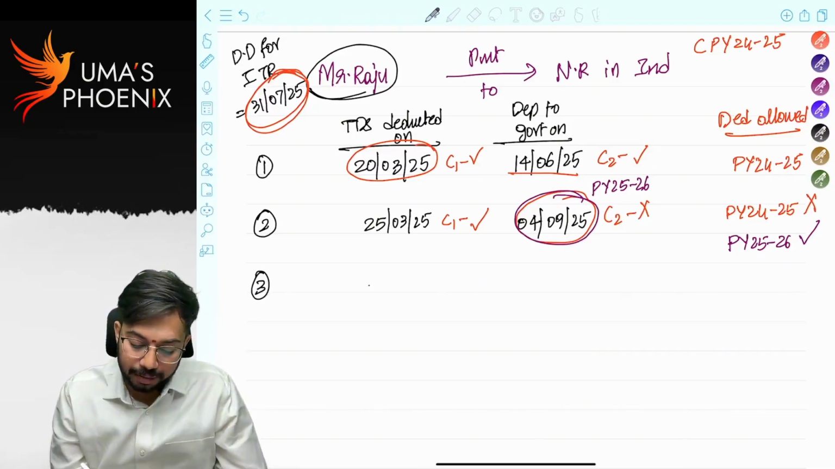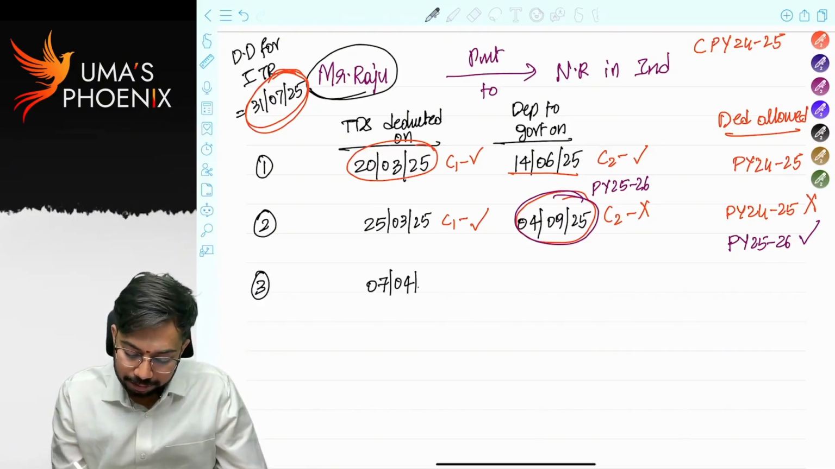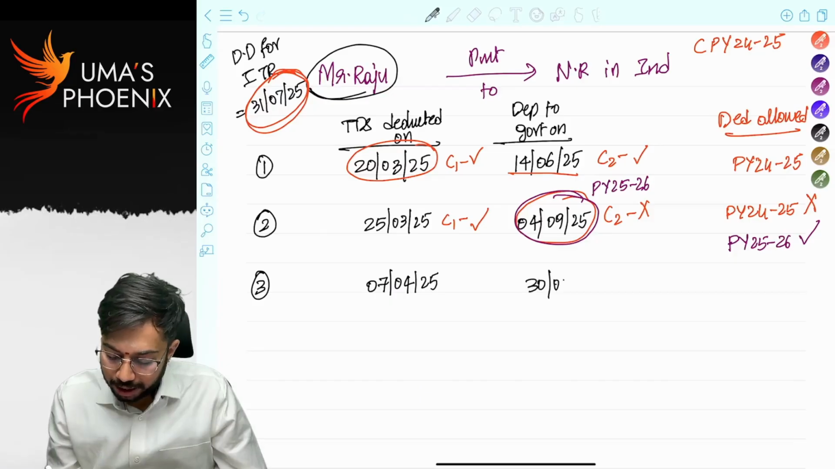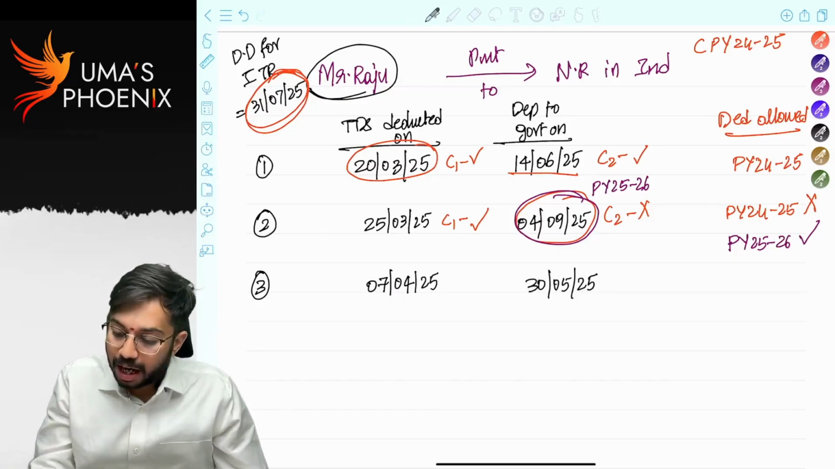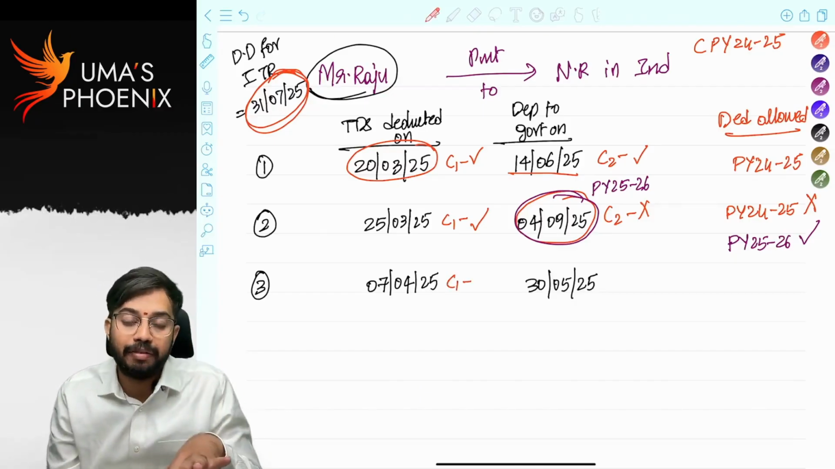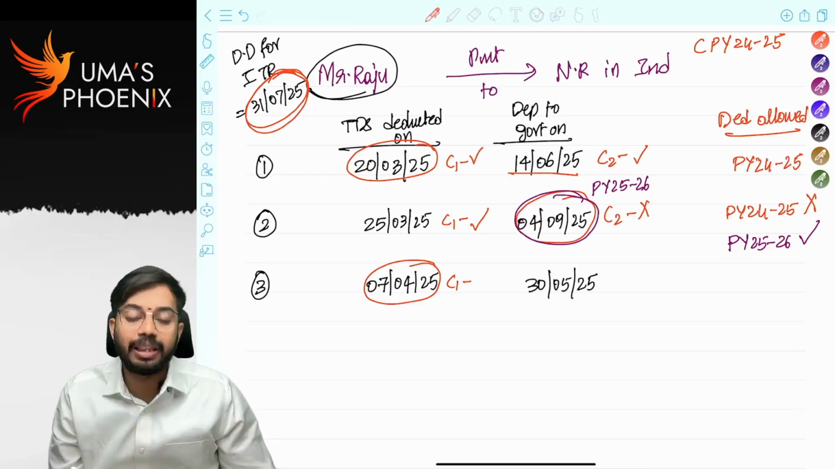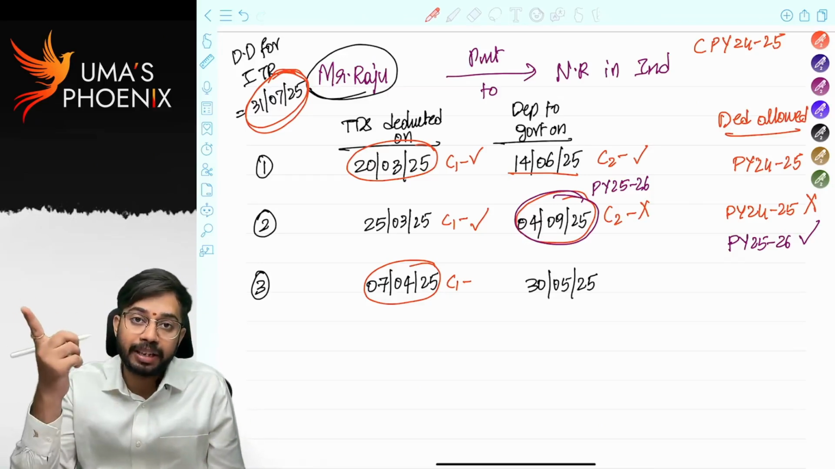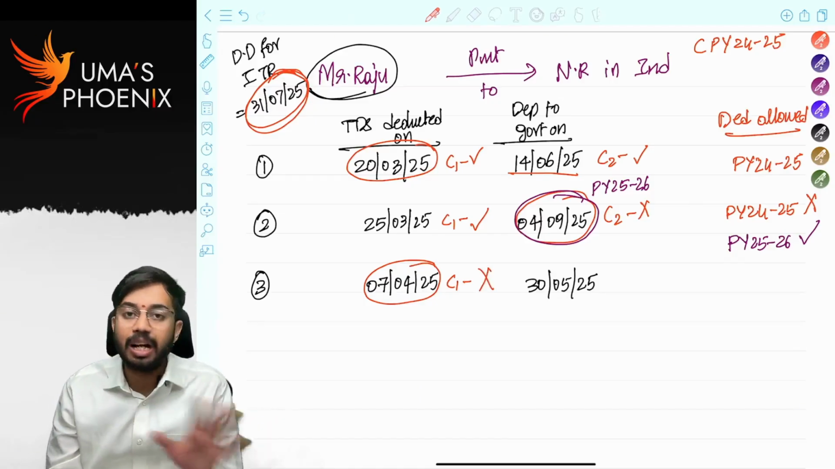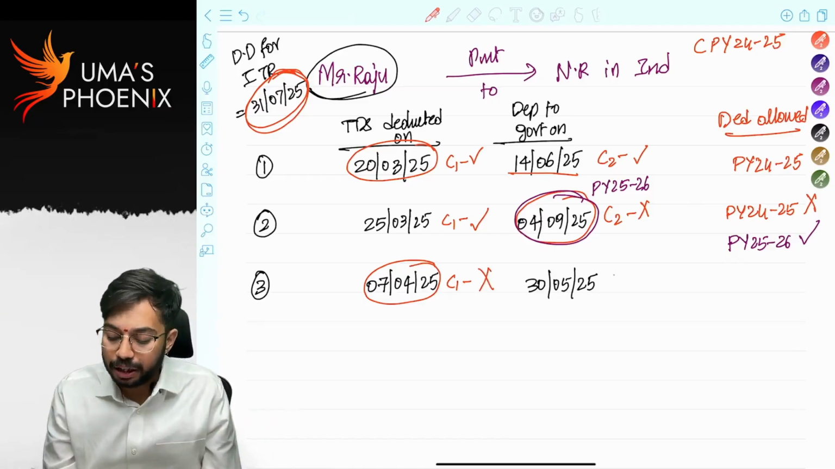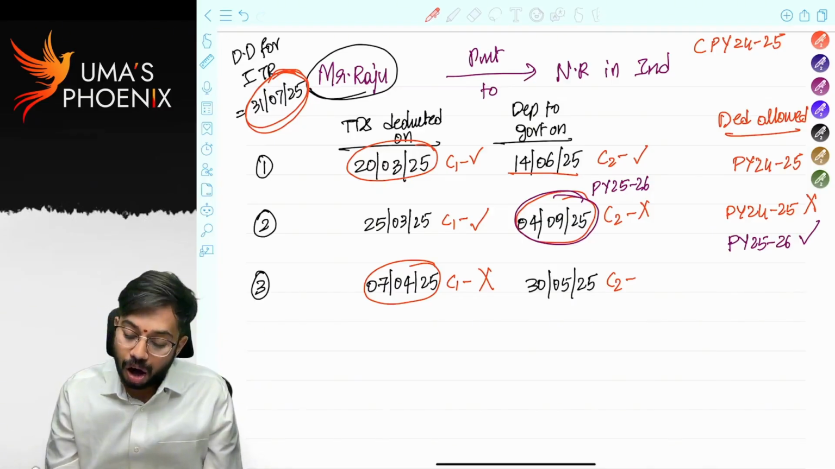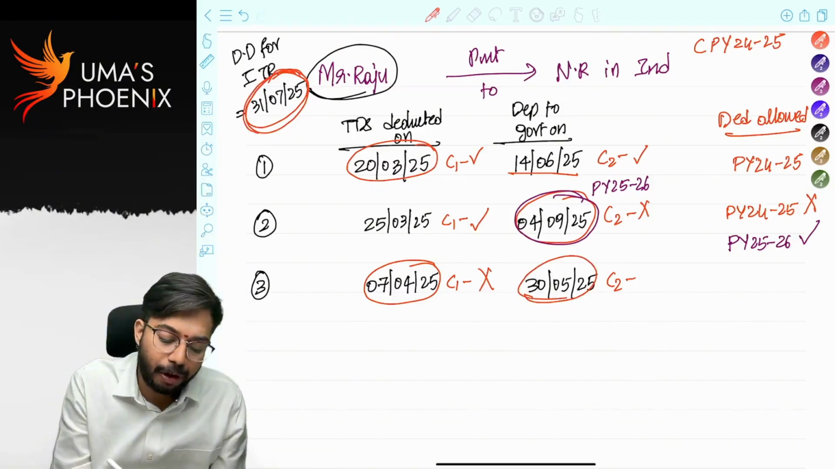TDS deducted on 7th April 25. Deducted TDS is deposited to government on 30 May 2025. Whether condition 1 is satisfied, condition 1, TDS to be deducted in current previous year. When was it deducted? 7th April. 7th April means 25-26, right? So condition 1 not satisfied. TDS was not deducted in the current previous year. Condition 2, deducted TDS is deposited to government on 30 May. 30 May means before 31st July, right?